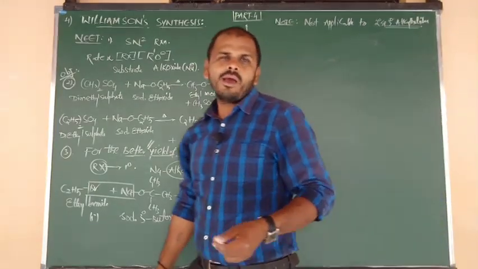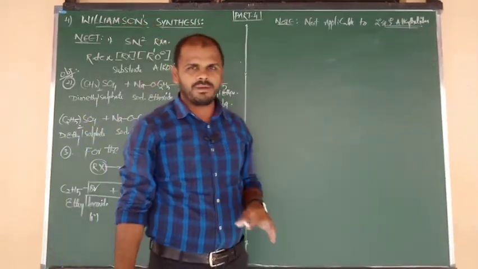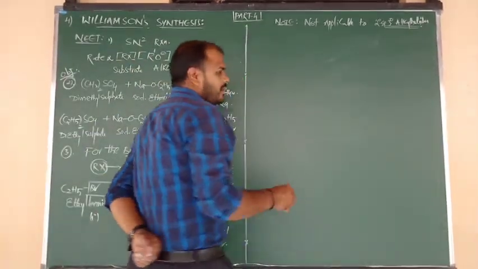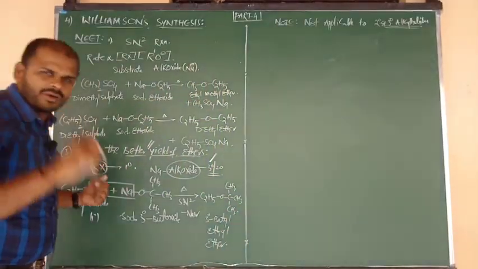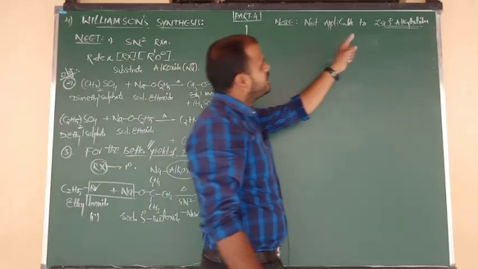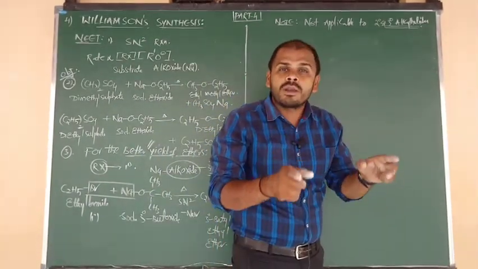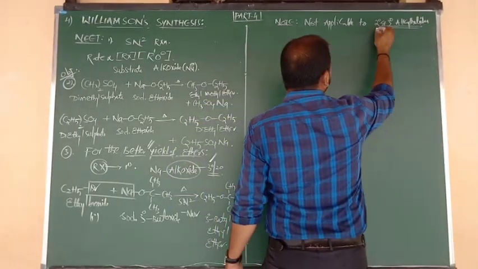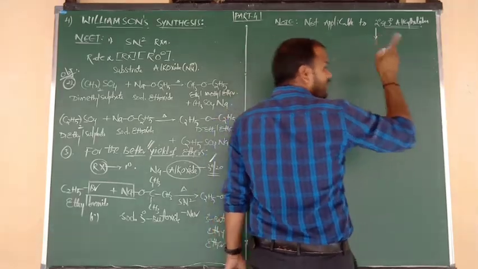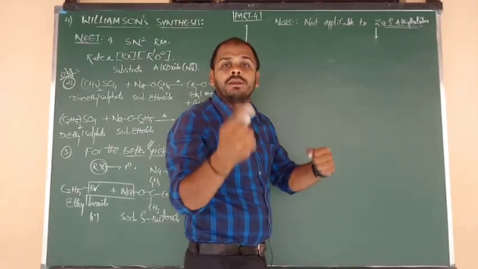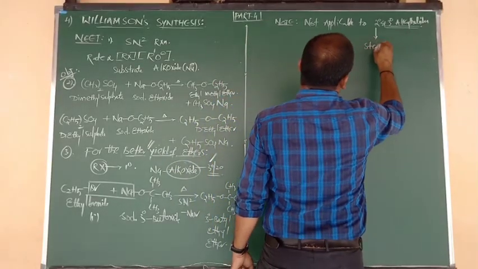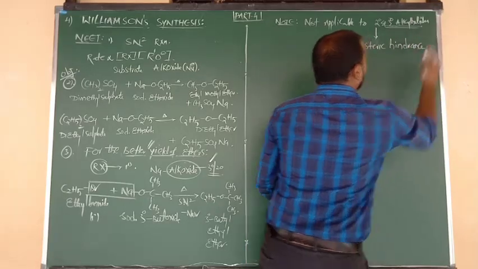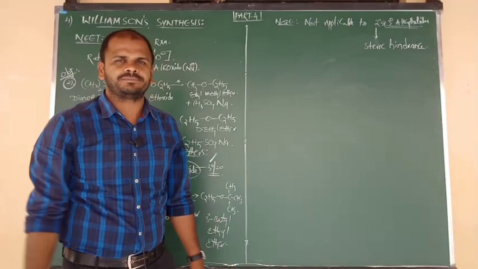So why can Williamson's ether synthesis not be applied to tertiary and secondary alkyl halides? I am going to give the answer. In a primary alkyl halide, X is connected to one R group or alkyl group. But in secondary and tertiary alkyl halides, there are more alkyl side chains. Due to the presence of more alkyl side chains, they have steric repulsions. That means they have steric hindrance.